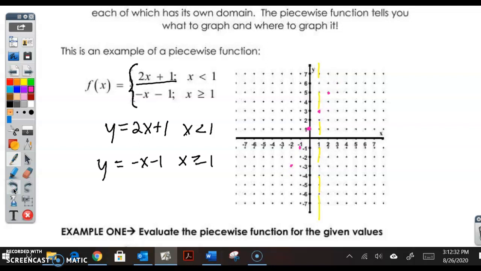We only need this line where x values are less than 1. Where are the x values less than 1? On the left side of that vertical dotted line or on the right side? Well, definitely on the left. So let's try that again. Okay, need a smaller eraser. That's close enough. Okay, so I'm going to graph this line right here.